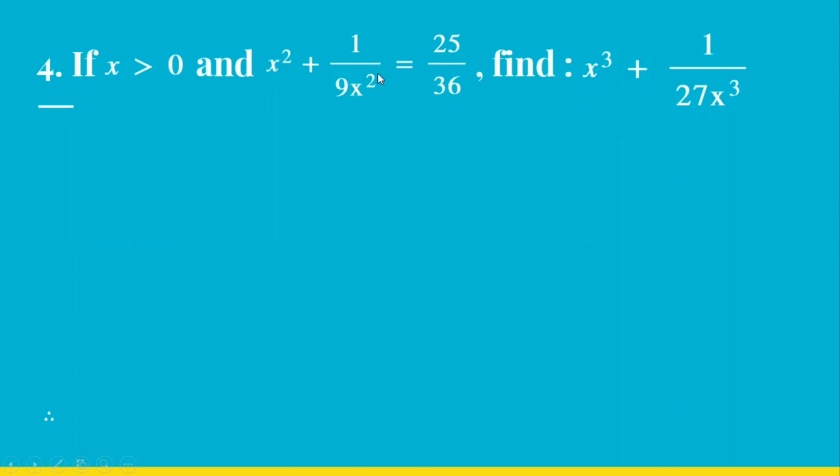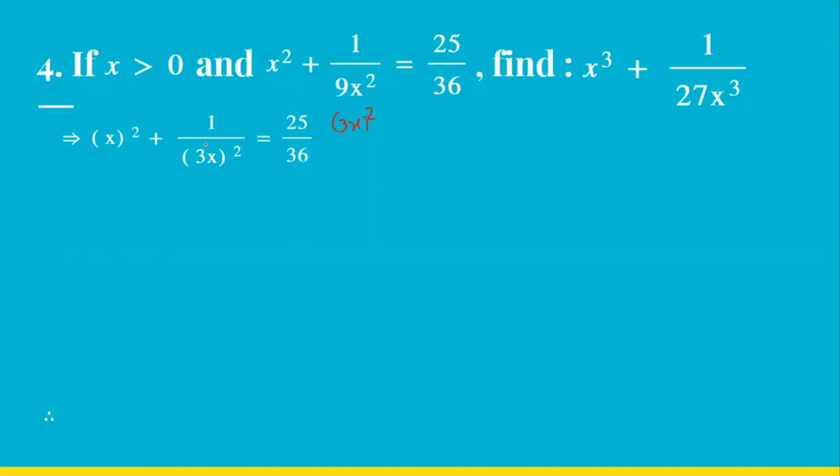Now you have to see here 9x square. So 9x square is the square of what? It is the square of 3x, the whole square, right? So this we can write as x square plus 1 upon 3x square, which is equal to 25 by 36. Now, what should I add to both sides so that I get the a plus b the whole square?